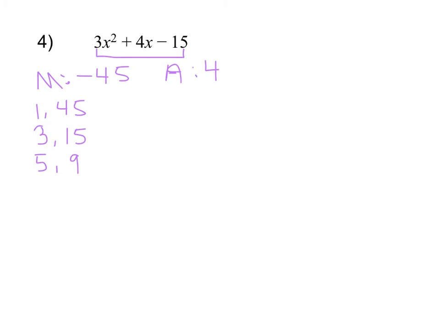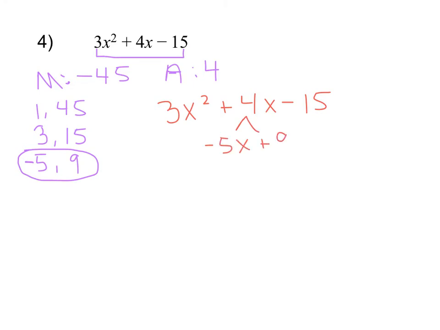And then since we're multiplying to a negative number, I know that one of the numbers has to be negative. And if I do 9 minus 5, I get 4. So therefore I know the 5 must be negative. So I'm going to pick these two numbers. Then I'm going to rewrite my trinomial. So I have 3x squared plus 4x minus 15. Then I'm going to split that middle term up into negative 5x and positive 9x, and bring down the 3x squared and bring down the negative 15.